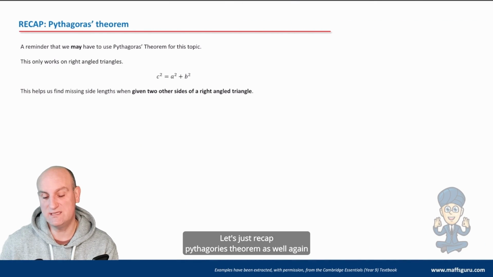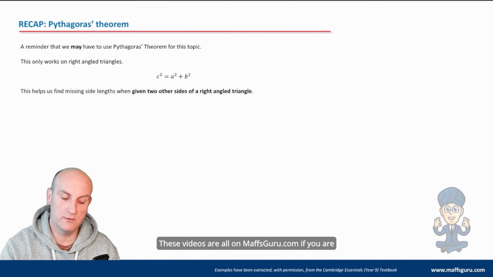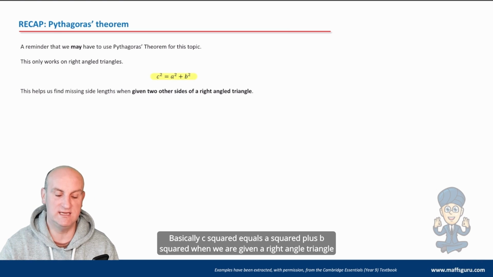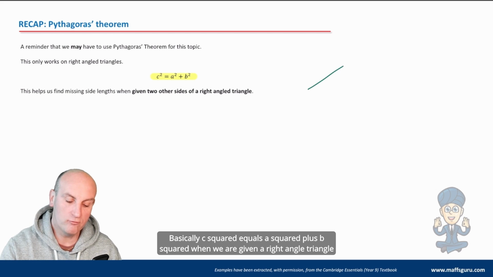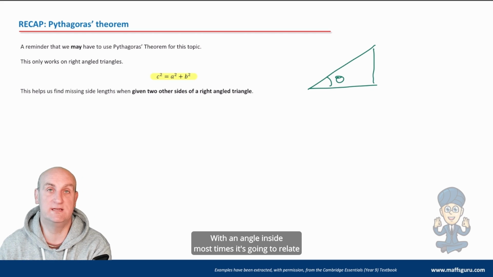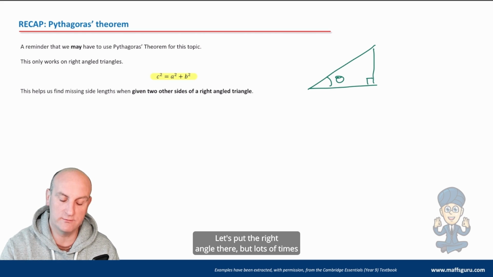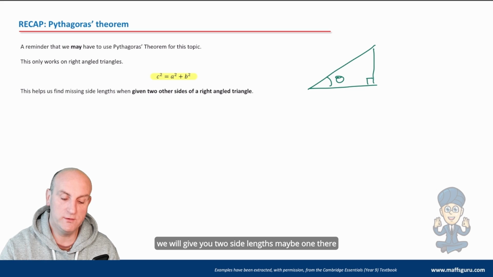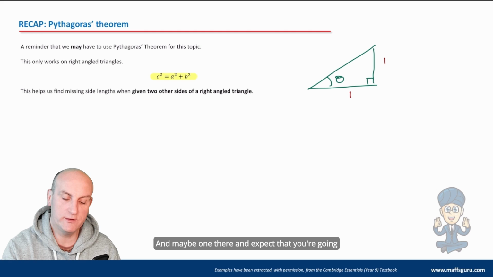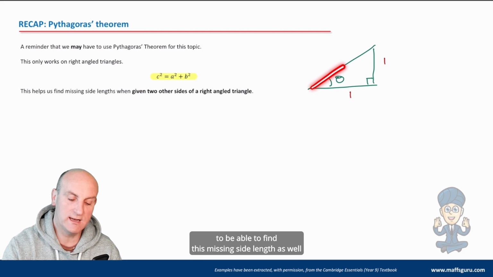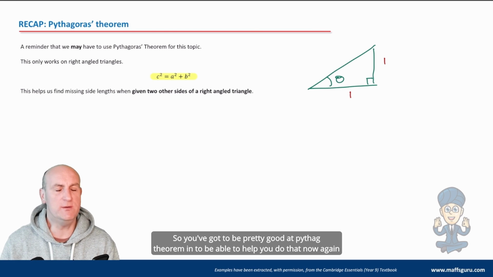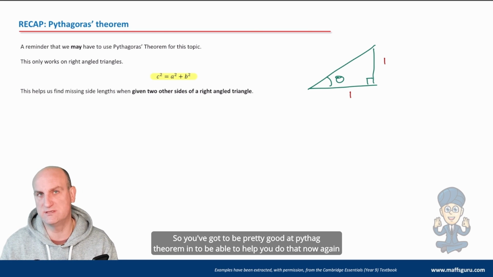Let's just recap Pythagoras' theorem as well. Basically, c squared equals a squared plus b squared. When we are given a right angle triangle with an angle inside, most times it's going to relate to trigonometry, the stuff we're actually learning now. Let's put the right angle there. But lots of times we will give you 2 side lengths, maybe one there and maybe one there, and expect that you're going to be able to find this missing side length as well. In fact, for trig ratios, you're going to have to find that one out as well. So you've got to be pretty good at Pythagoras' theorem to be able to help you do that.